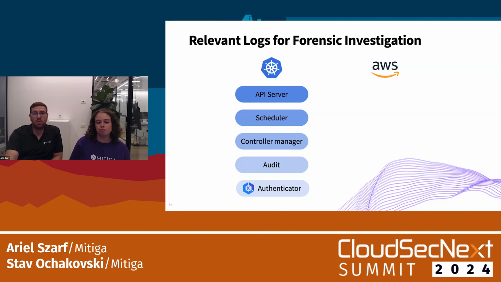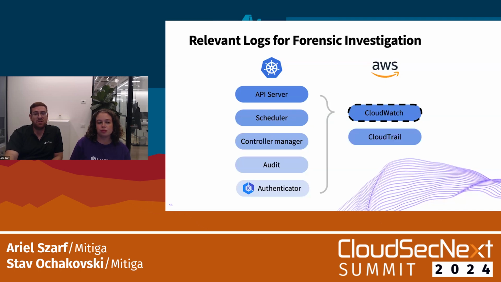Now, the cloud provider side. The simple way to collect and analyze Kubernetes logs in EKS is CloudWatch, the AWS monitoring service. Regarding the cloud logs, CloudTrail is the AWS audit log. CloudTrail contains records about actions that are made by various types of entities such as users, roles, services, and more.